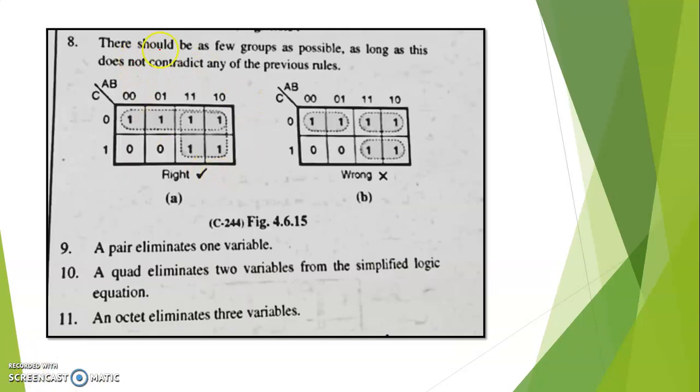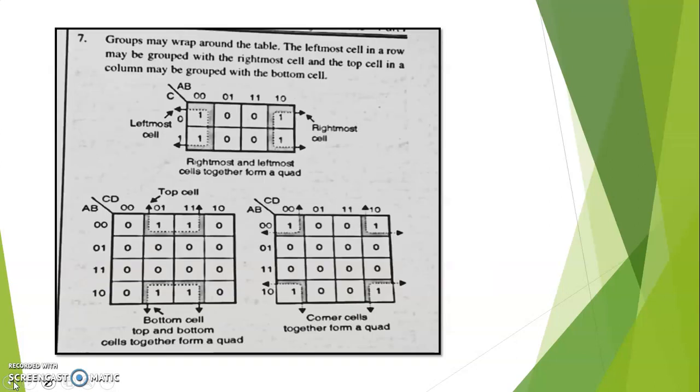Eighth, there should be as few groups as possible, as long as this does not contradict any of the previous rules. Small groups are not allowed. Ninth, a pair eliminates one variable. A quad eliminates two variables from the simplified logic. An octet eliminates three variables. As I show you, a pair deletes one variable, a quad deletes two variables, and an octet deletes three variables. You can see here.